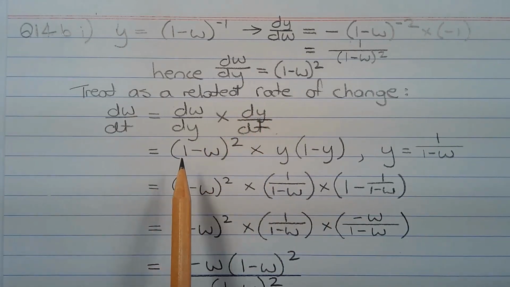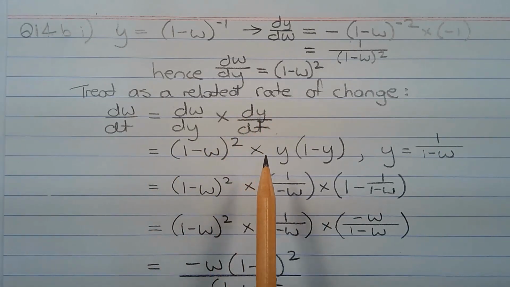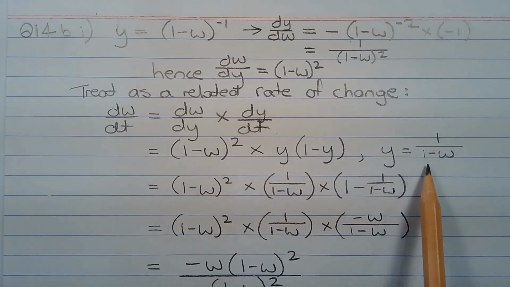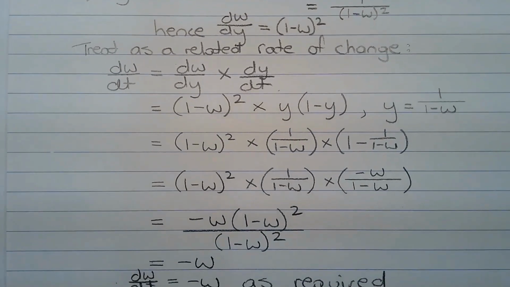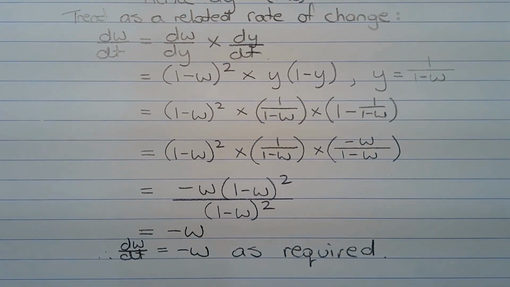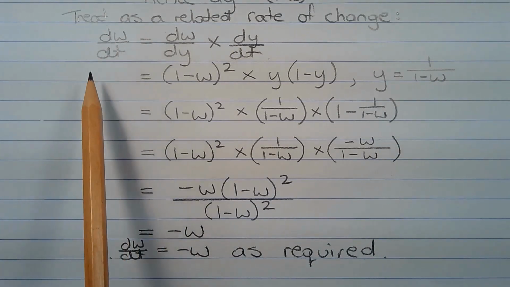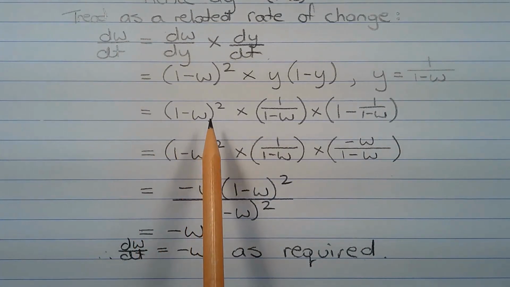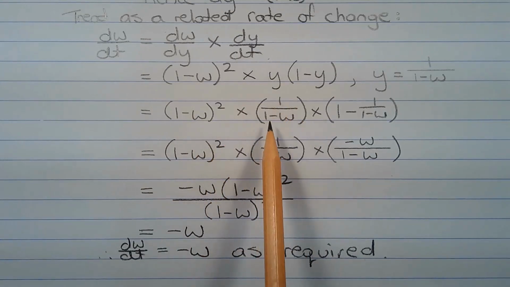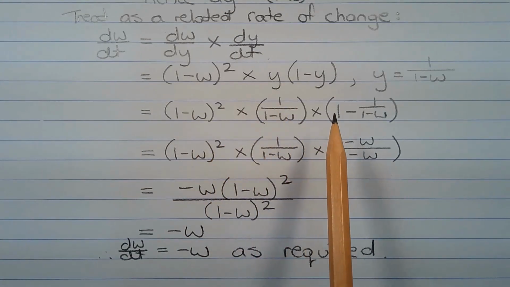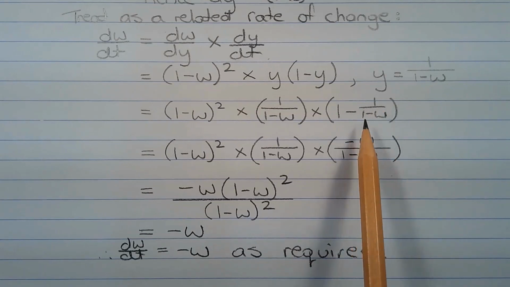And that equals (1 minus w) all squared times y times (1 minus y), where y is equal to 1 over (1 minus w). Substituting 1 over (1 minus w) for y, dw/dt is equal to (1 minus w) all squared times 1 over (1 minus w) times (1 minus 1 over (1 minus w)).